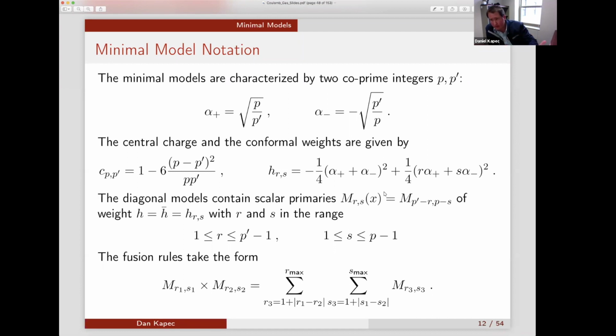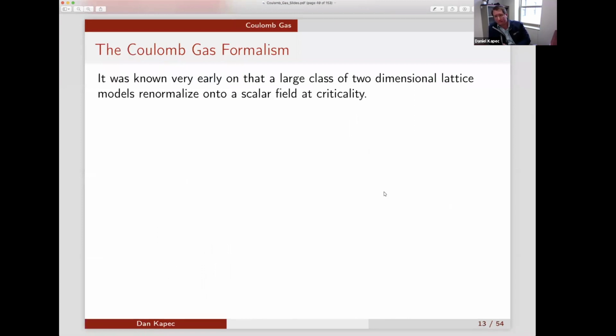Okay, so I'm not going to focus on the abstract characterization of these models. They can all be solved without ever referring to a free field. We're interested in the description in terms of a free field, which is the Coulomb gas formalism.